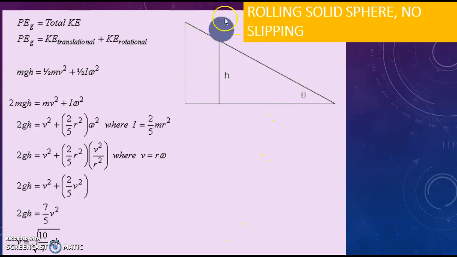So if we have a solid sphere at the top of an incline at a certain height, and the angle of the incline is theta, then we can calculate that its total kinetic energy will be equal to its translational plus its rotational kinetic energy. From its original potential, we can substitute these equations in, and after a whole lot of algebra, rearranging, substituting, we end up finding that the velocity equals the square root of 10 over 7 gh.